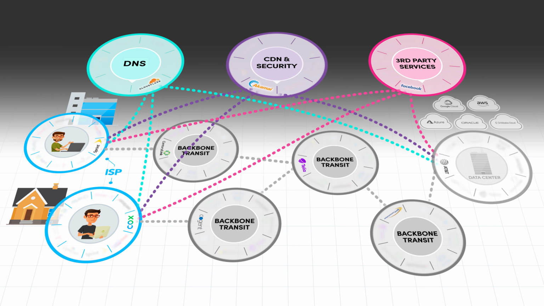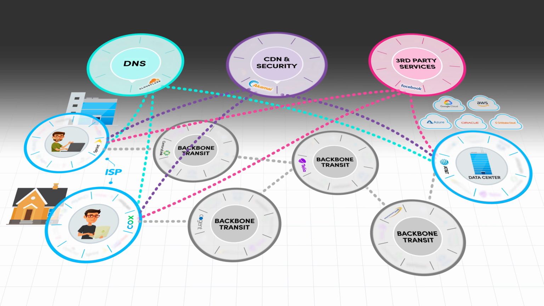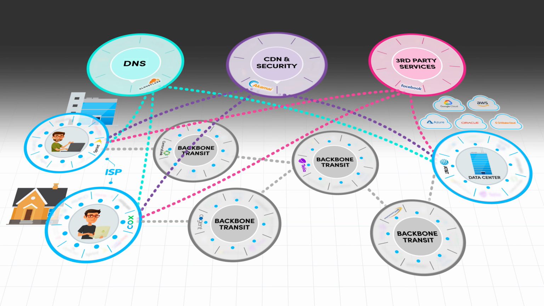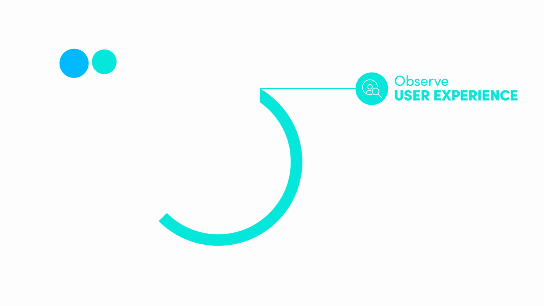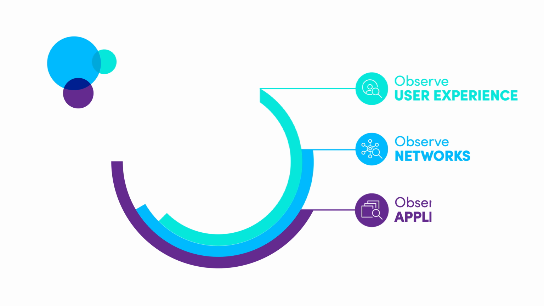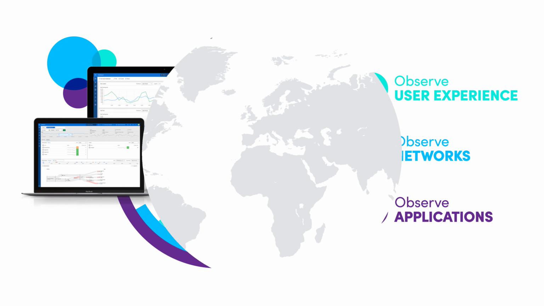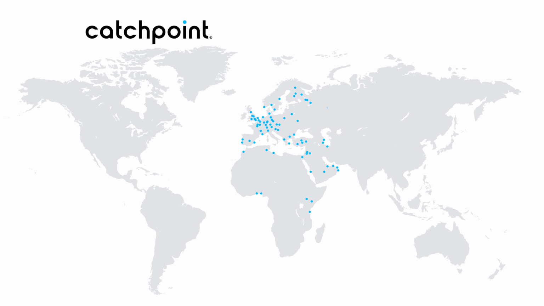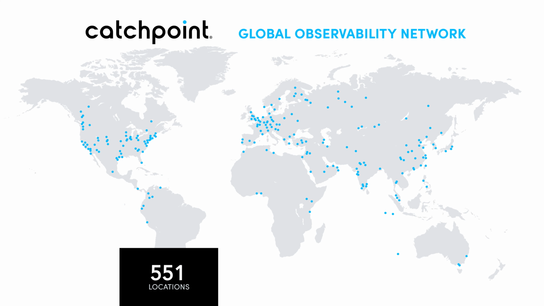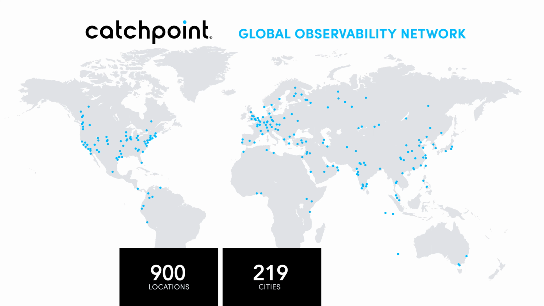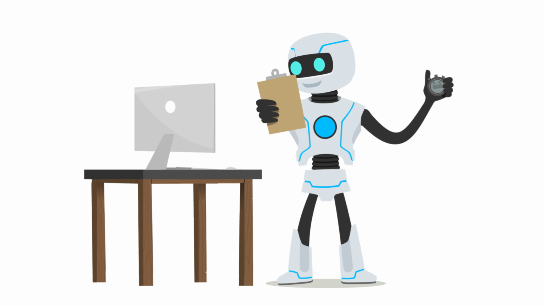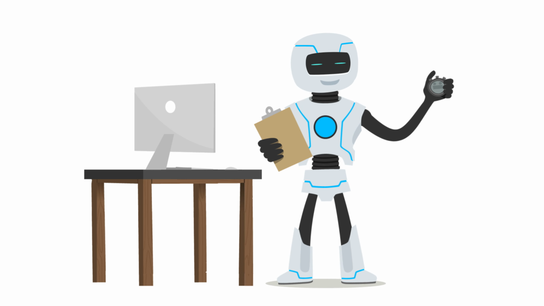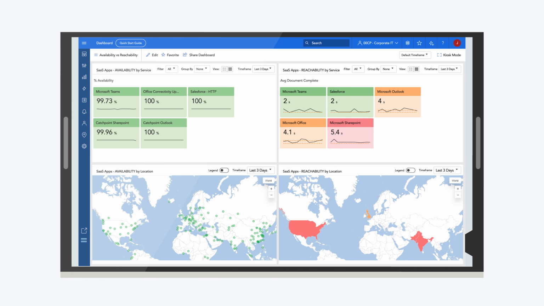To be effective, you have to proactively observe everything and from everywhere, leaving no blind spots. Catchpoint can help. Catchpoint's digital experience observability platform collects crucial data from every point in your application delivery chain. We start by gathering data from our global network with more than 900 locations in 245 cities across 86 countries. These locations act like mystery shoppers that continually probe all your apps and services, keeping very close tabs on user experience, availability, performance, and reliability.